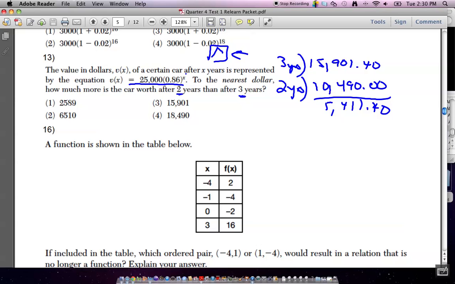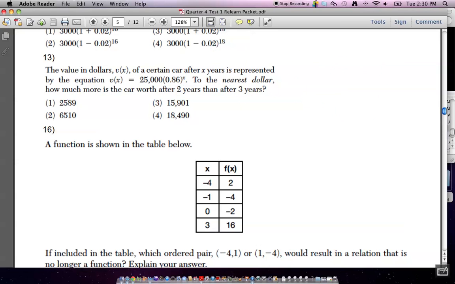Oh, wow. How much more is the car worth after 2 years than after 3 years? $25,000 times 0.86 to the third. Let me try that again, because that should not work out that way. I plugged it in the calculator and that's what I came up with. Let's see it.